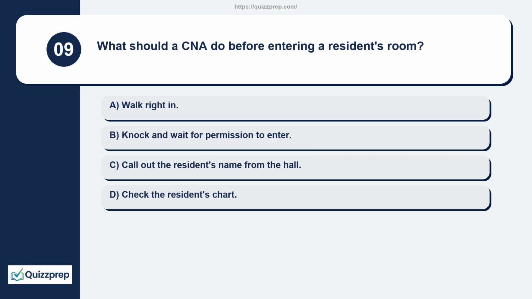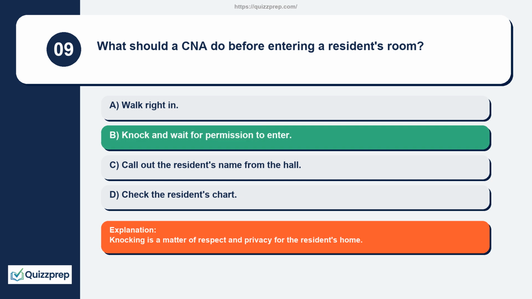Question 9. What should a CNA do before entering a resident's room? Walk right in. Knock and wait for permission to enter. Call out the resident's name from the hall. Check the resident's chart. Knocking is a matter of respect and privacy for the resident's home.